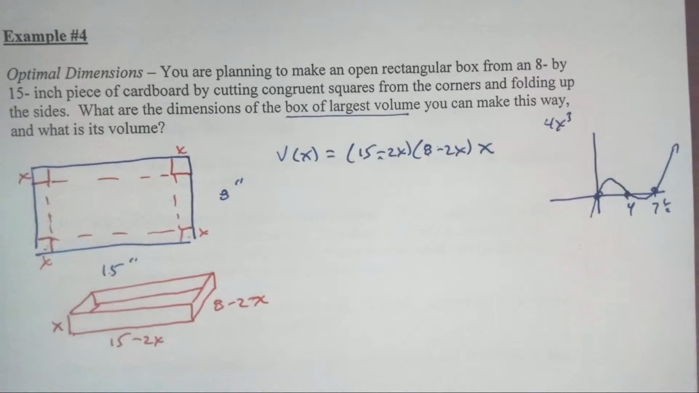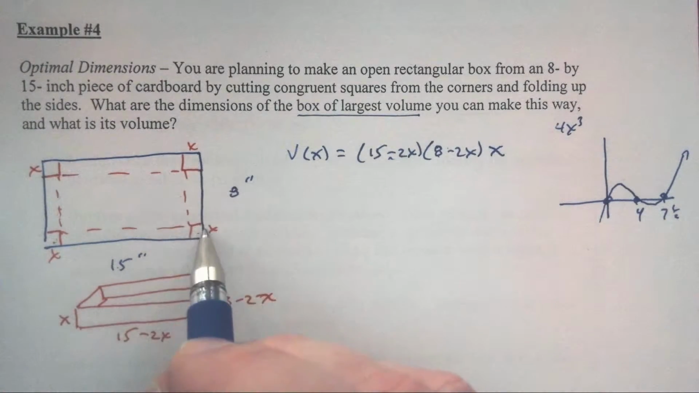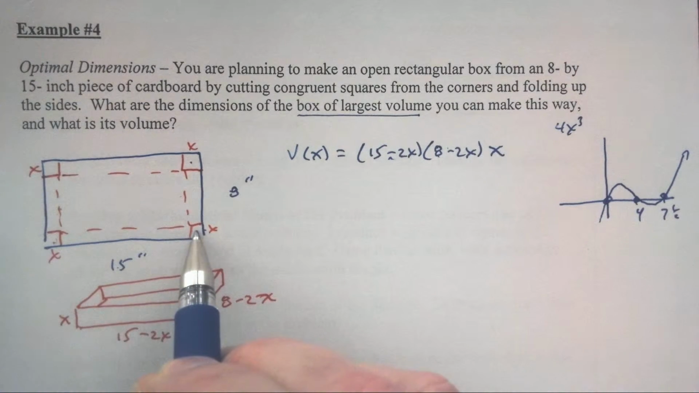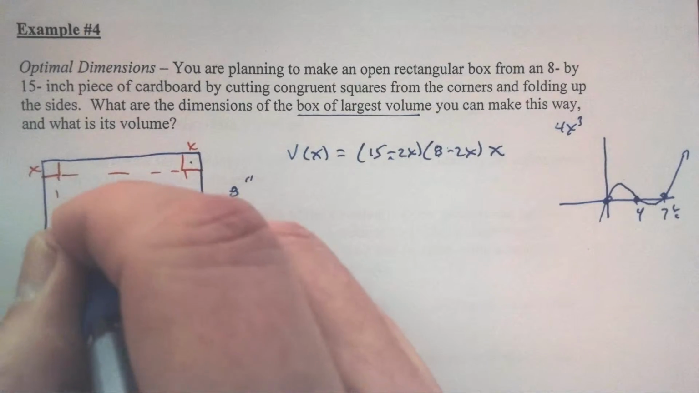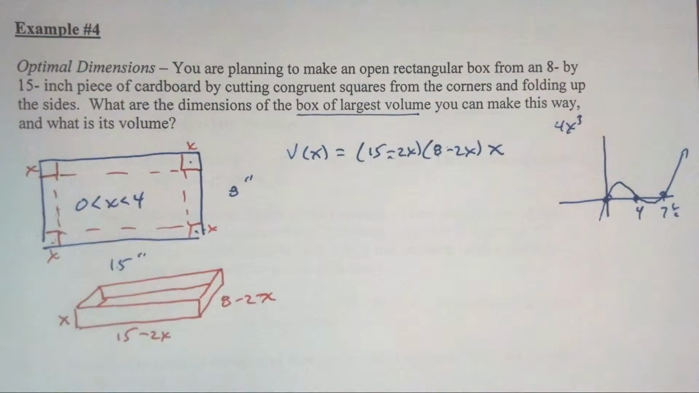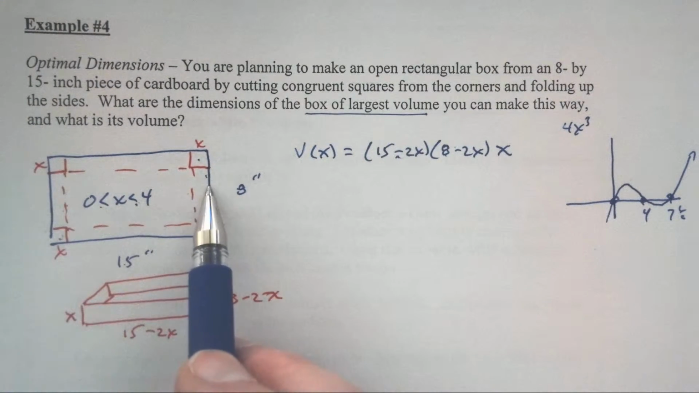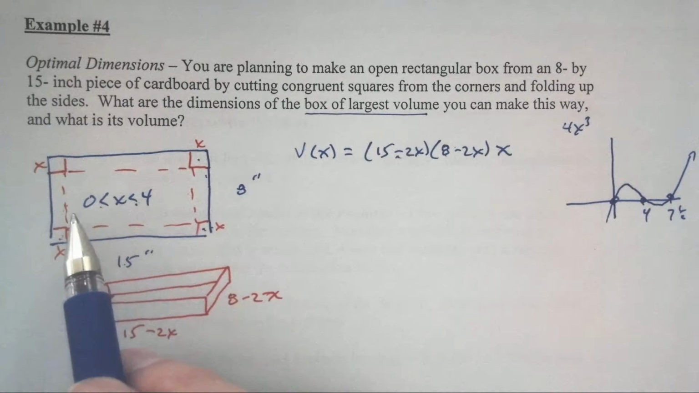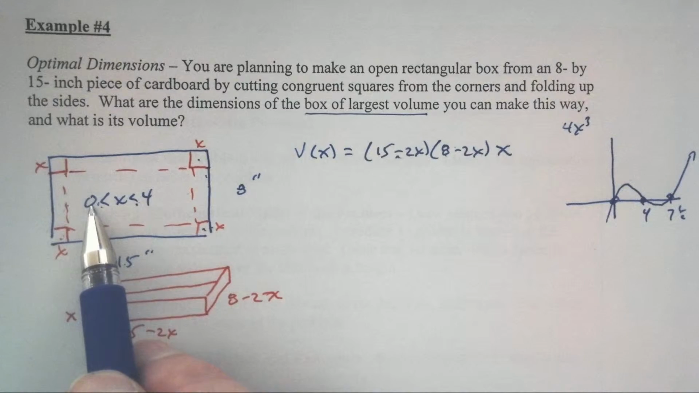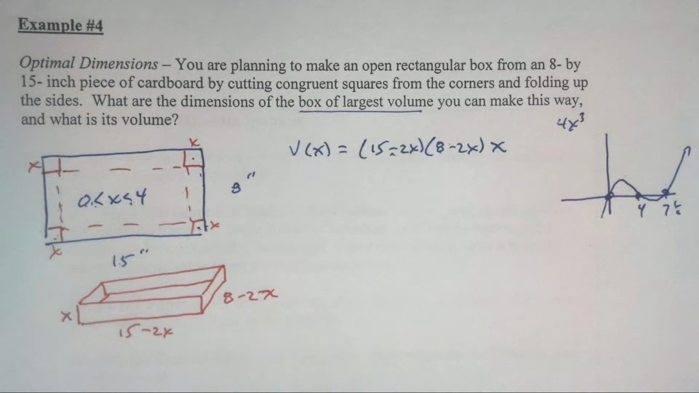But we may not be interested in the whole graph. In terms of this problem, this side, 8 inches, is going to have 2 x's cut out of it. x has to be less than 4. So 0 is less than x is less than 4. You could make an argument for less than or equal to, but if it was equal to 4, we'd have no width. Therefore, our volume would be 0. If we didn't cut boxes out at all, and we said that x is 0, we'd have no height, so our volume would be 0. So I'm going to stick with 0 is less than x is less than 4.